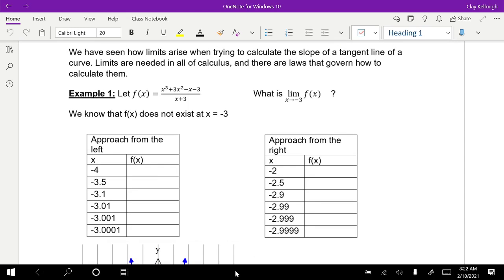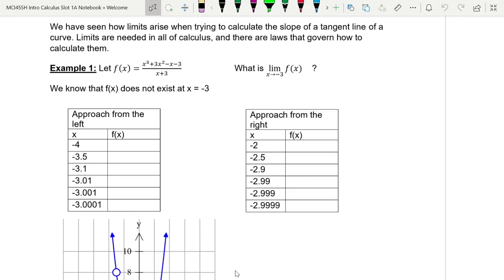Now, when I look at the actual equation here, I should be able to tell that because x plus 3 is the denominator, the function doesn't exist at negative 3. But just because it doesn't exist there doesn't mean it doesn't have a limit there. It doesn't mean that there isn't a value that it's approaching, that it'll get closer and closer and closer to forever. So, let's see if we can figure out what that is.